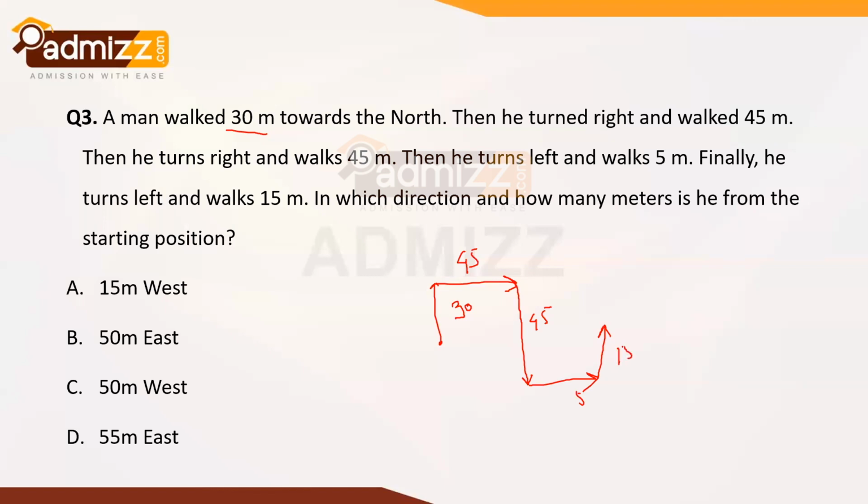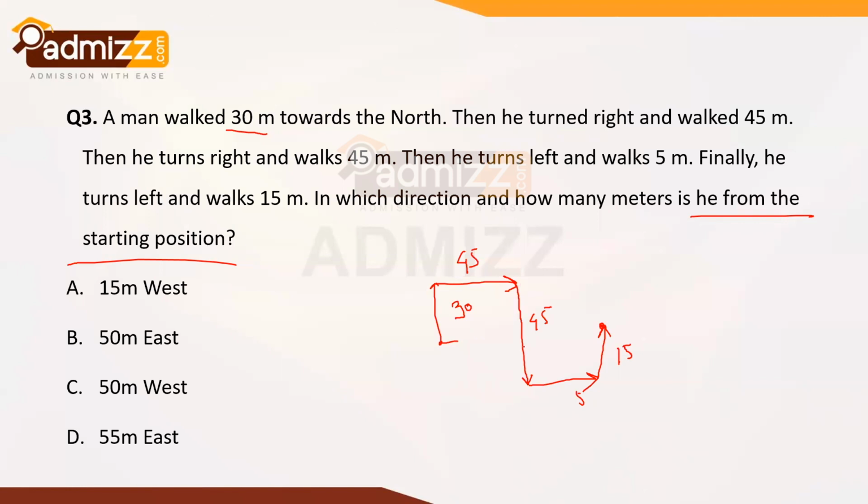So how many meters is he from the starting position? He started here, ended here. Now take a look at this. Just a second. All right, so he ends here.